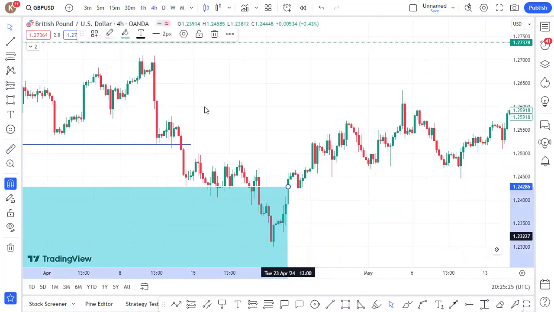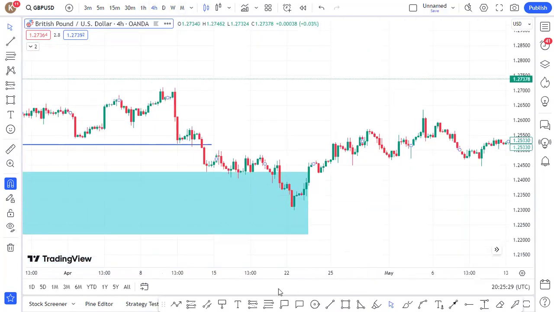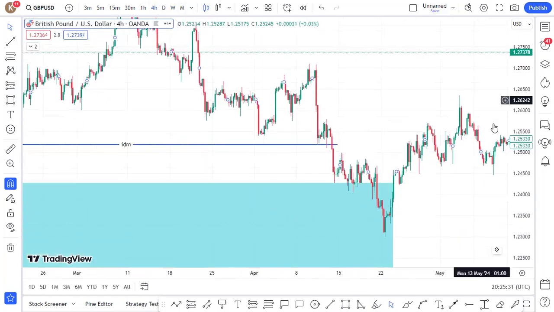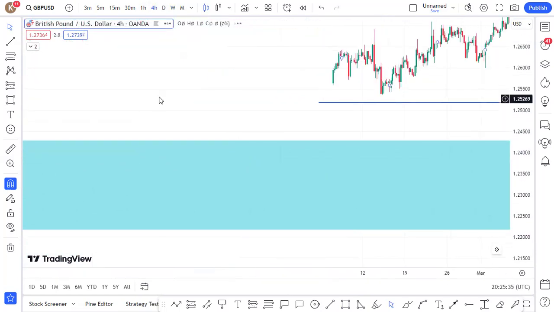And remember, if you're using the weekly time frame, you can always come to the 4 hours for confirmation. So I'm going to go to the 4 hours because I've done my analysis on weekly. This is the last demand, this price taps here.